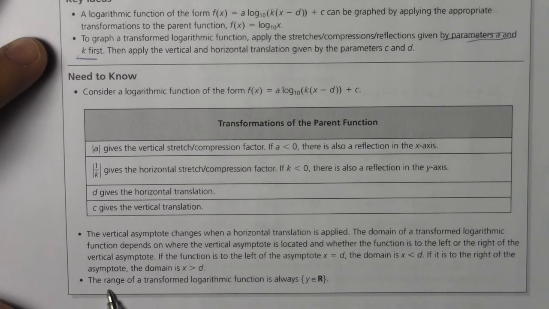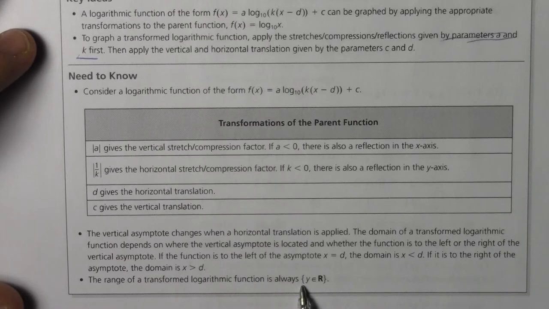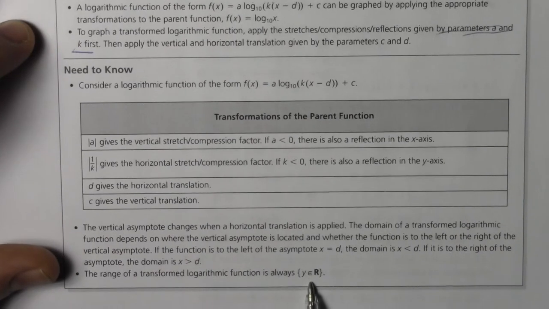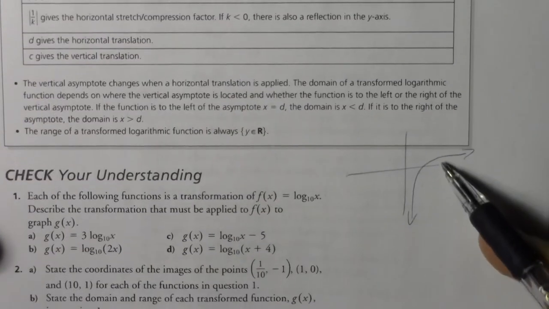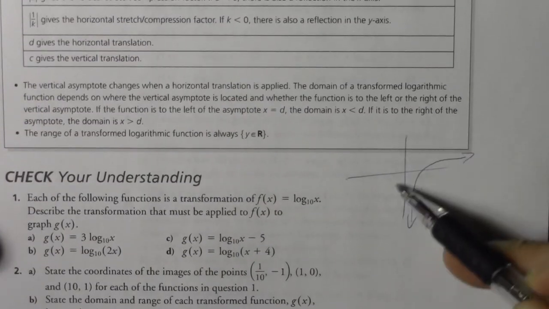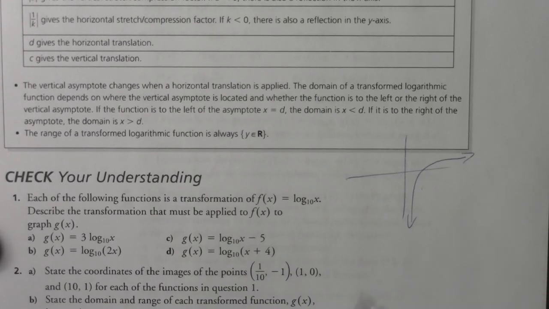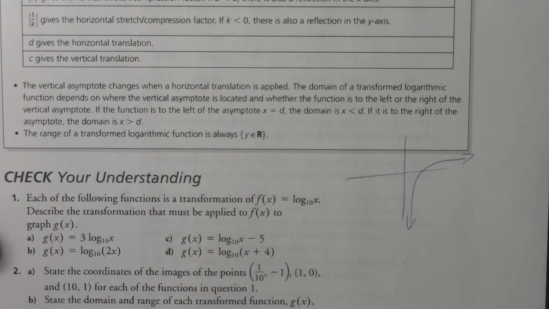And we know all this. The range of a transformed logarithmic function is always all real numbers. Okay, and that's because we always have this happening. So no matter where you move it, up, down, left, or right, you're still going to cover all the y values. Okay, any questions?